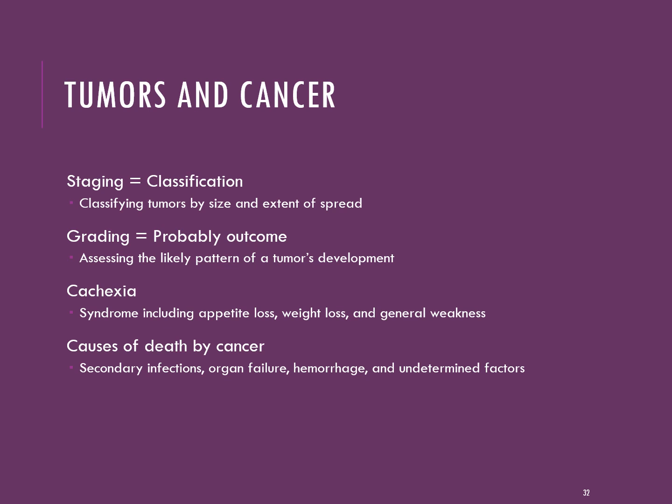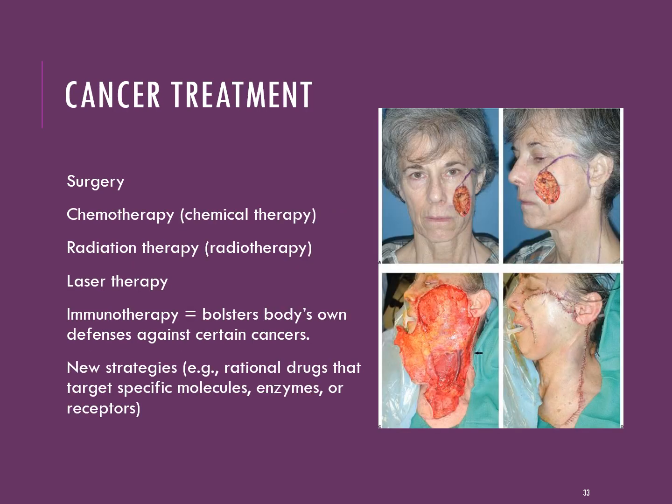Cachexia is a syndrome that is a lot of times associated with cancer and can represent symptoms such as appetite loss, weight loss, and general overall weakness and malaise. And causes of death by cancer typically include secondary infections, organ failure, hemorrhage, and other undetermined factors. So there are a variety of ways that cancer can be treated depending on the stage and grade of the malignancy. One way that we can treat cancer, of course, is surgically. Other ways we can treat is by giving the patient chemical therapy, which is referred to as chemotherapy.